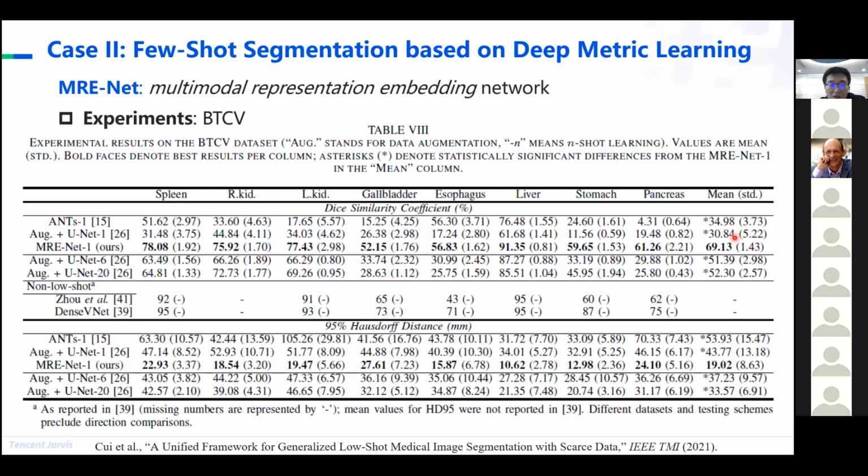On the contrary, our framework achieved 69 dice with only 1 training sample. It is actually even better than UNet with 6 samples or with 20 samples. Lastly, as we compare to the non-low shot performance reported in 2 SOTA-related works, apparent gaps were observed between this and dense VNet. For example, for this one, ours is 52 and here is 73, and for this one, ours is 56 and this one is 71.